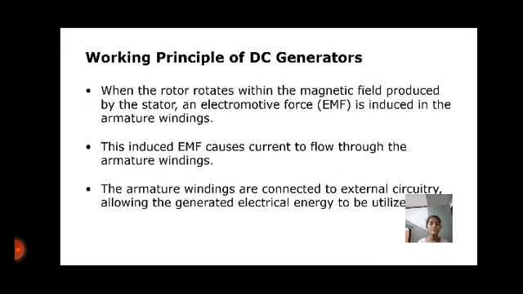Working principle of DC generators. When the rotor rotates within the magnetic field produced by the stator, an electromotive force is induced in the armature windings. This induced EMF causes current to flow through the armature windings. The armature windings are connected to external circuitry, allowing the generated electrical energy to be utilized.